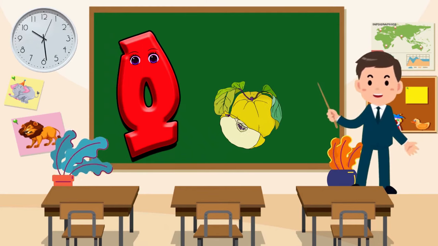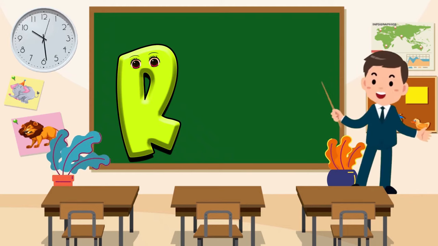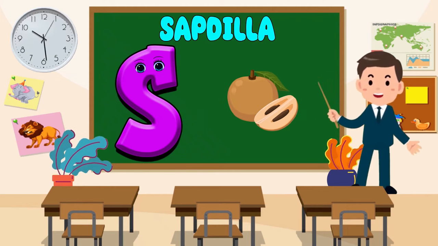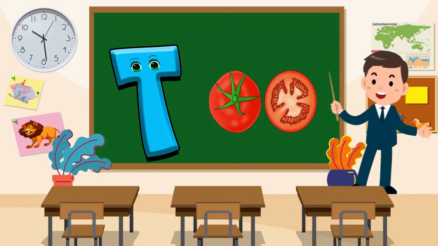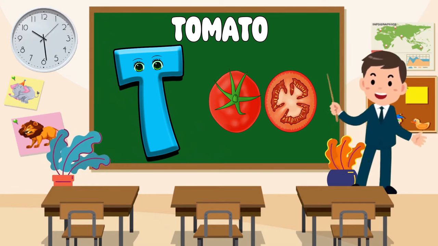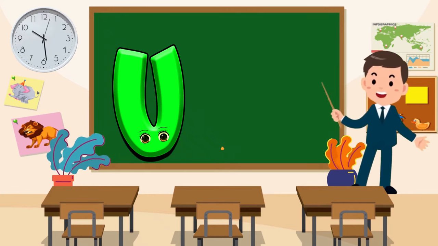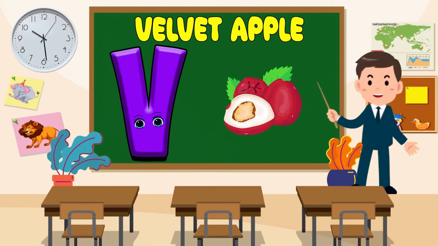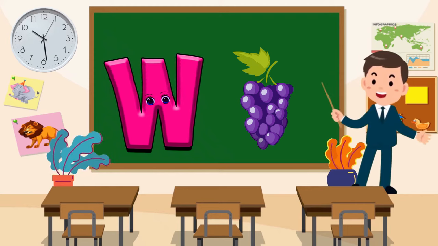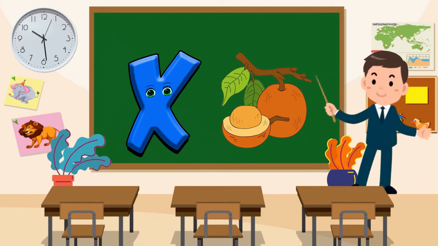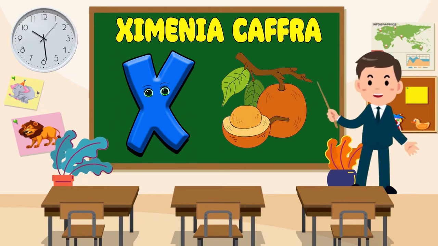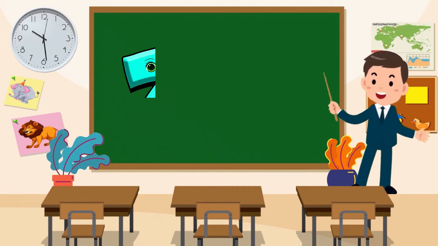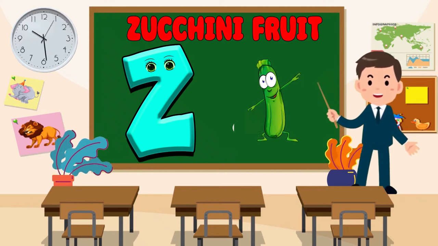Q is for Quince. R is for Raspberries. S is for Sapodilla. T is for Tomato. U is for Ugli fruit. V is for velvet apple. W is for wineberries. X is Xigua. Y is for yam. Z is for zucchini fruit.